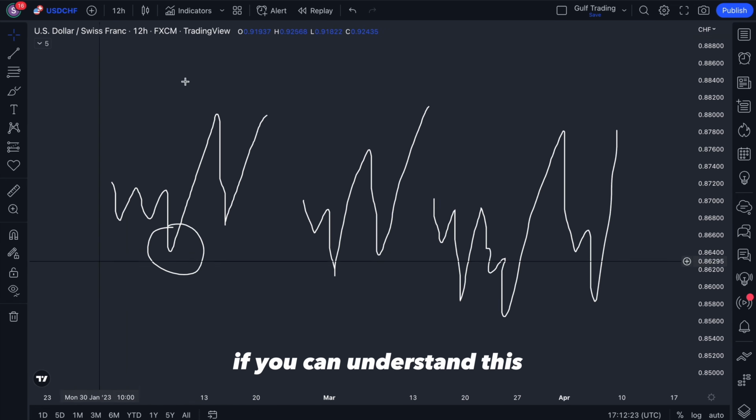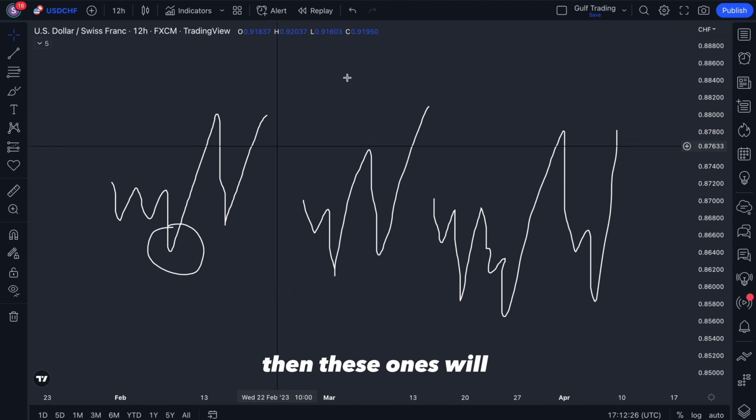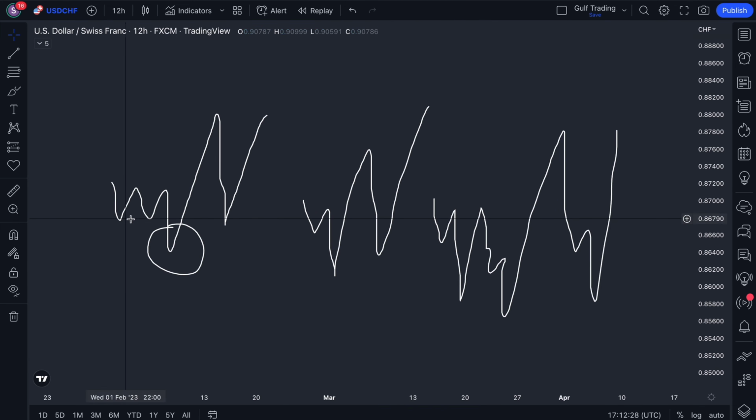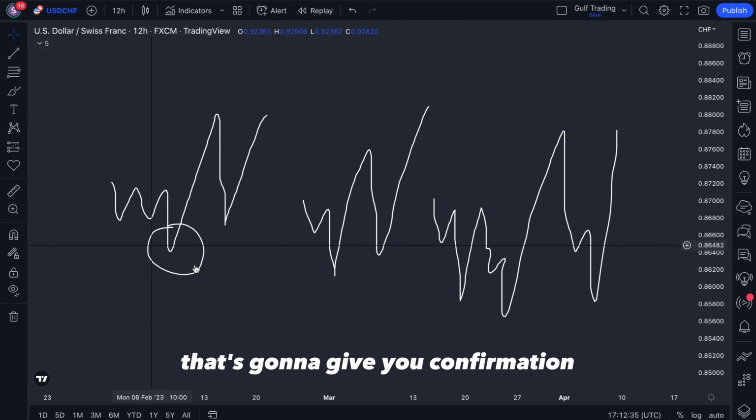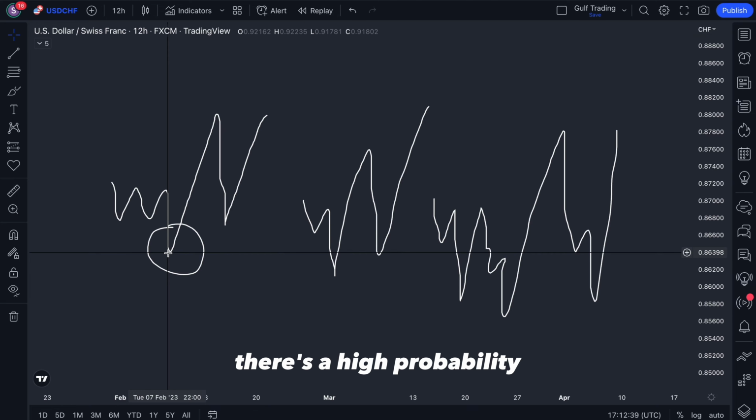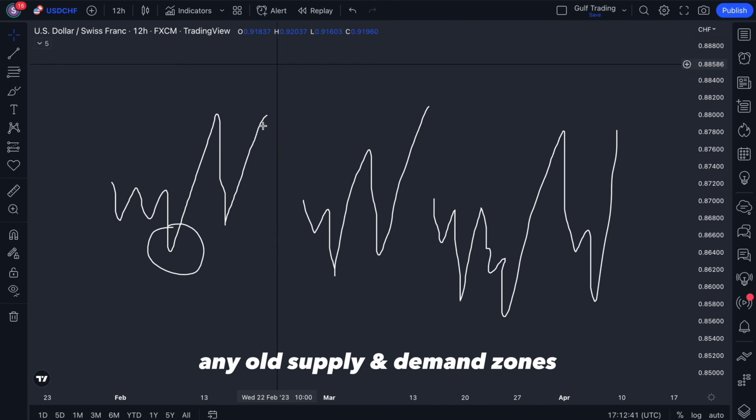If you can understand this setup on the left, then these ones will become more clear in the charts. But if you just look for something where liquidity is taken, then that's going to give you confirmation that your zone is going to hold, or at least there's a high probability that your zone will hold, rather than just trading any old supply and demand zones.